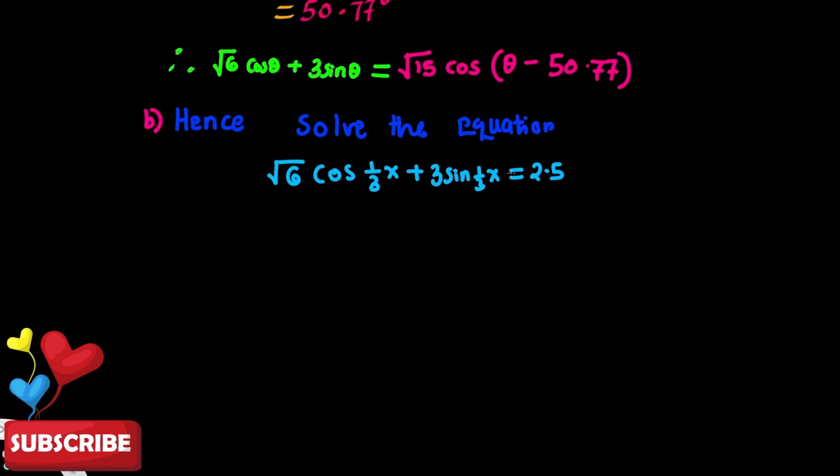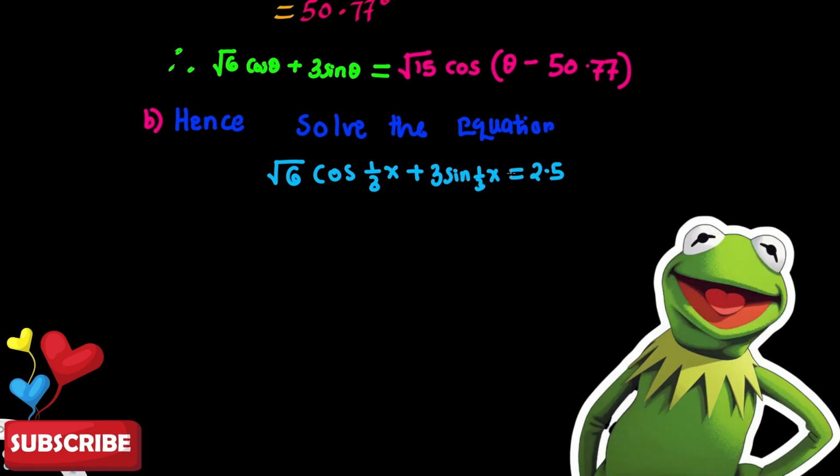Now, if you look at the previous question, wherever we have theta, it has been replaced by 1 over 3x. So that's quite profound because we are going to take note of that. And you are supposed to solve this within the range given here, x less than 360 but greater than 0.